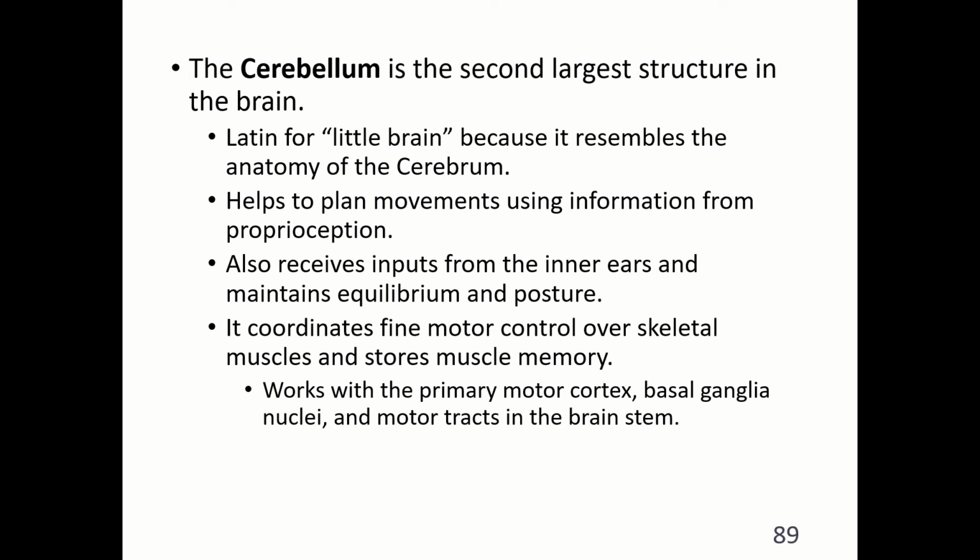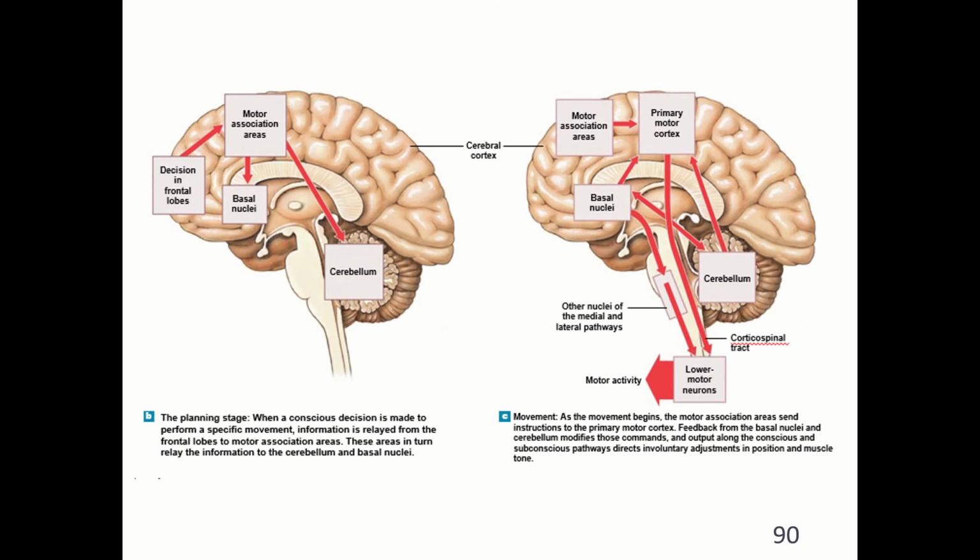The cerebellum coordinates fine motor control over skeletal muscles and stores muscle memory. It works with the primary motor cortex, the basal ganglia nuclei, and motor tracts in the brain stem, such as that reticular formation, which we'll look at soon. These illustrations show all of the areas in the brain that are responsible for motor control. We've talked about a lot of them so far.